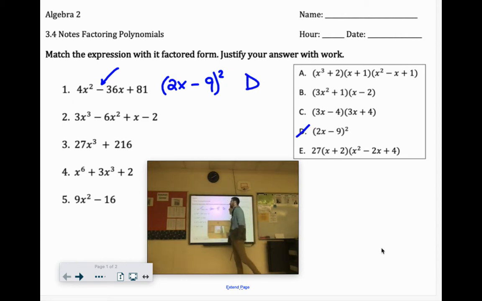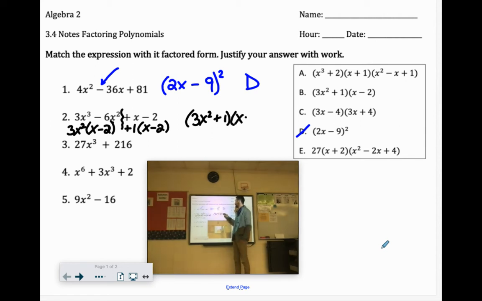All right. The next one, this would be a factoring by grouping kind of problem. So we would split it down the middle. Greatest common factor on the left would be 3x squared, which would leave us with x minus 2. And then over here, the greatest common factor is a 1, which leaves us with x minus 2. So we have 3x squared plus 1 on the outside. And then inside, we have the x minus 2.